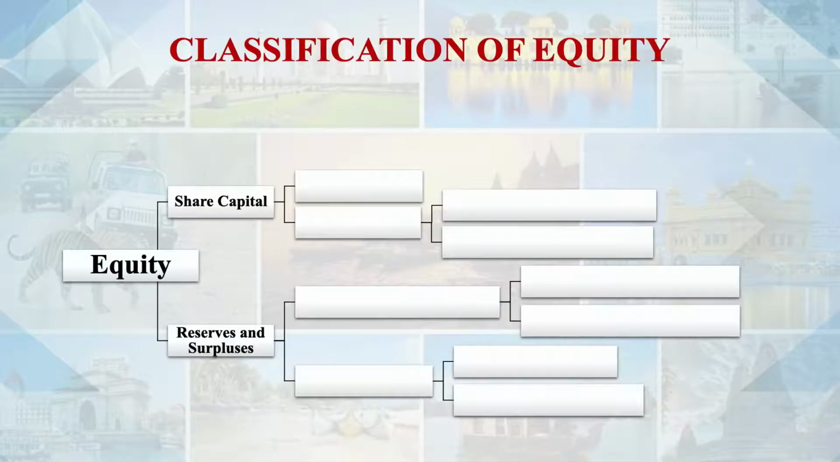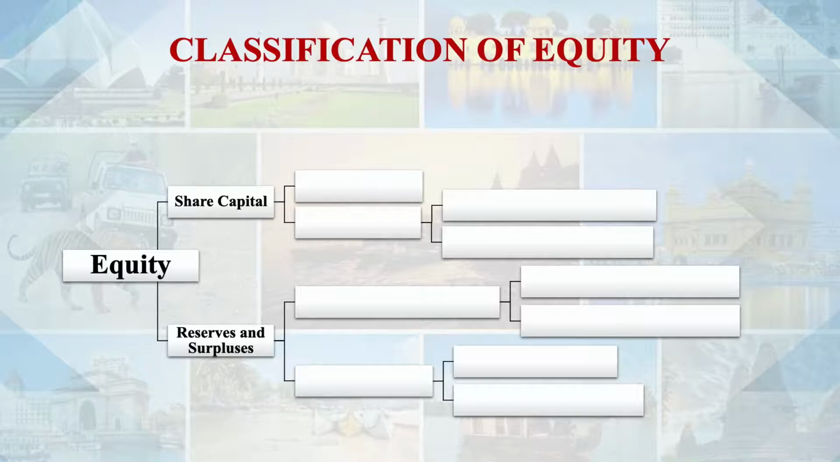Now let us see how we can classify the equity also. Equity is the money which belongs to the shareholders or to the owners. Equity can be divided into share capital and reserves and surpluses, because if we look at the accounting equation which we have already seen, we see that equity also includes your reserves and surpluses. So equity: share capital and reserves and surpluses.